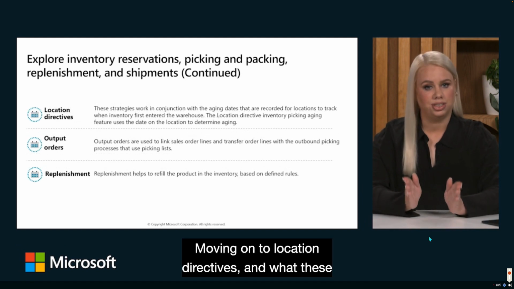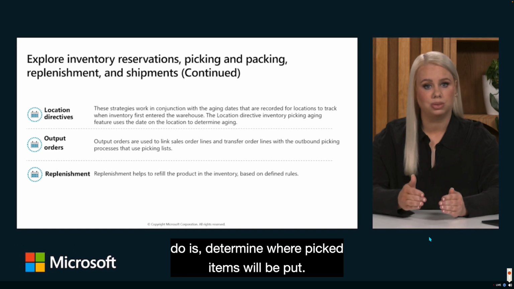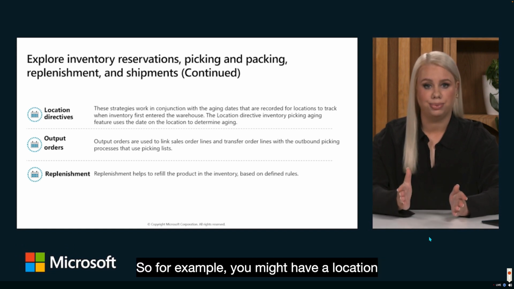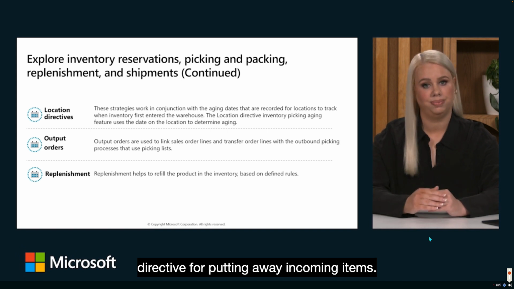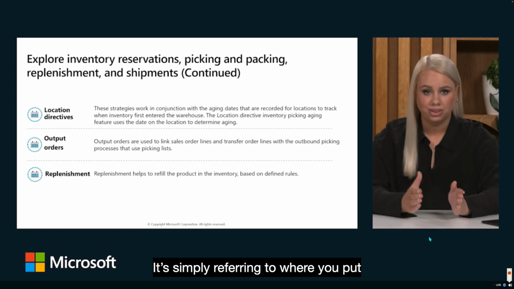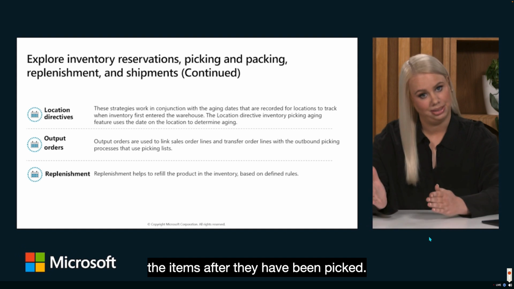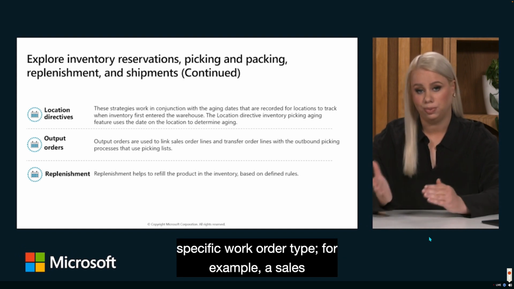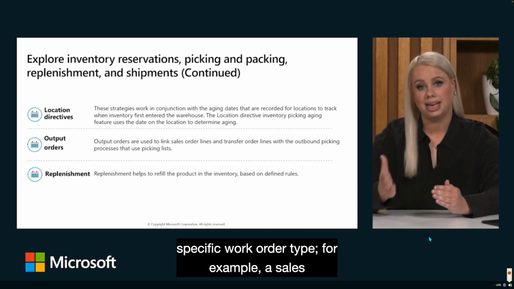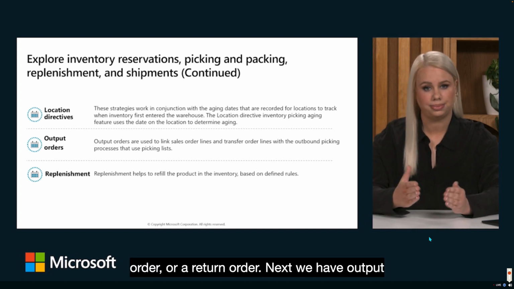Moving on to location directives. What these do is determine where picked items will be put. So for example, you might have a location directive for putting away incoming items. It's simply referring to where you put the items after they have been picked. Also note that they're going to be created for a specific work order type, for example, a sales order or a return order.